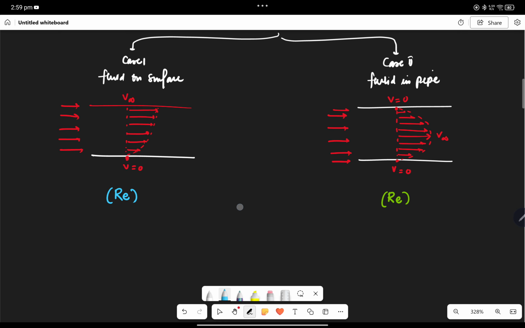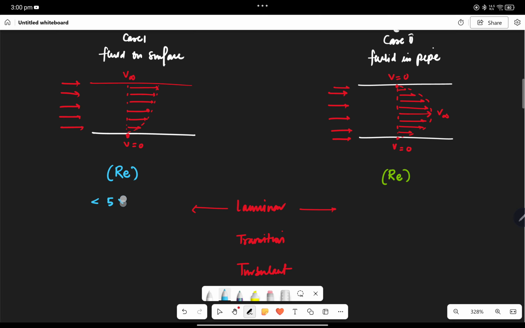So first of all, I am writing laminar, transition state, and turbulent. So for laminar, for the Reynolds number on the surface, it is going to be less than 5 into 10 to the power 5, and for transition it is going to be between 5 into 10 to the power 5 and 10 to the power 6, and for turbulent it is going to be greater than 10 to the power 6, right?